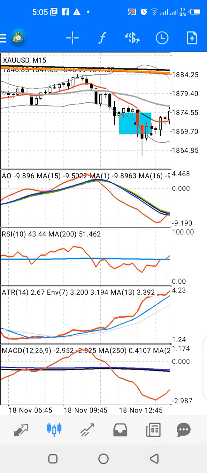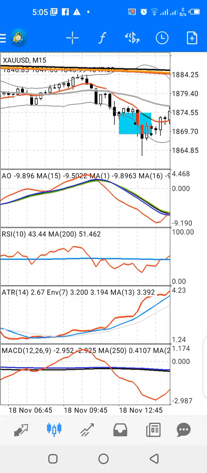It's a good strategy. You will like it. Ensure you backtest, try it on demo for some time. Once you are sure you've gotten the grip, you can move to a live account and use this strategy to trade gold.